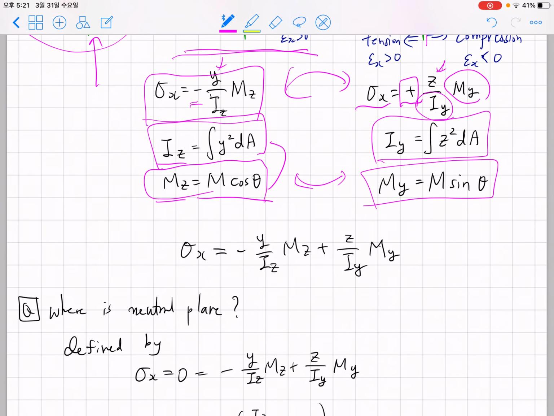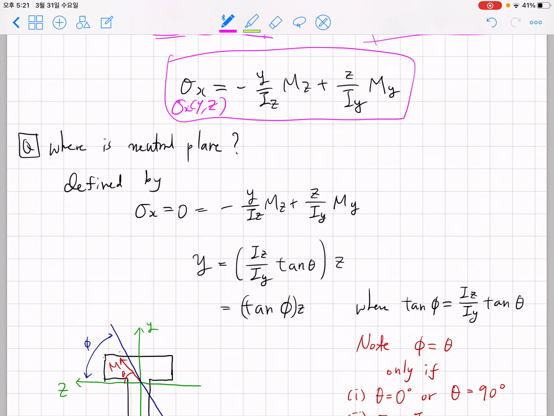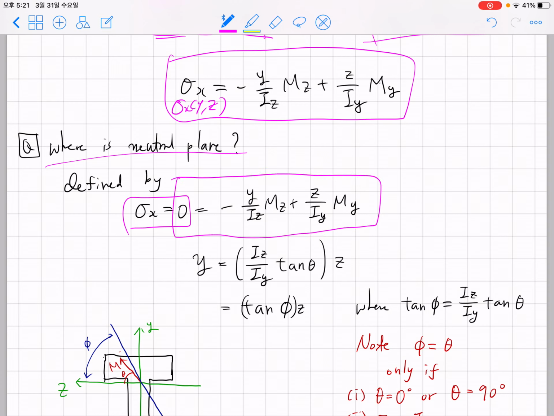Then by combining these two answers, sigma x can be written as a function of both y and g position: minus y over Ig times Mg plus g over Iy multiplied by My. This is the final answer. Then people can ask, where is the neutral plane? And it's quite easy. You simply find the sigma x equals 0 condition, and from this condition, what you're going to get is y equals Ig over Iy, actually this tangent comes from My over Mg, multiplied by g after massaging these equations, okay.